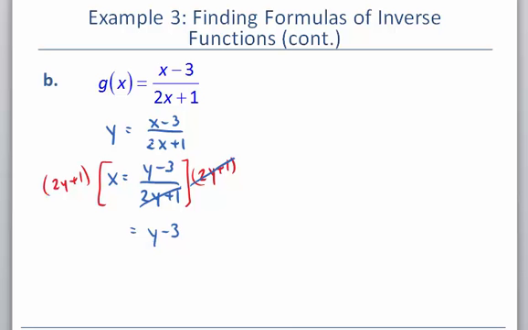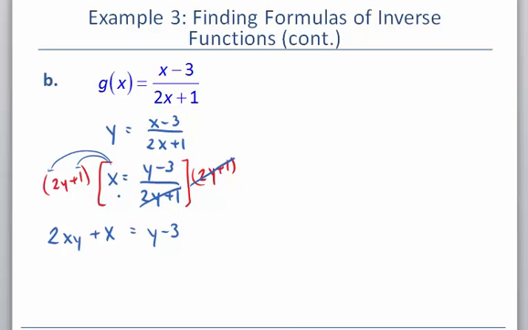On the left-hand side, I'm going to go ahead and distribute the x as I write it down. So x times 2y is going to be 2xy. X times 1 is going to be x. So we have 2xy plus x is equal to y minus 3. And our last step is to solve for y.